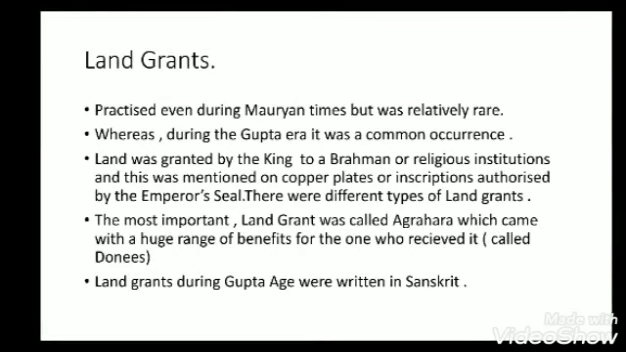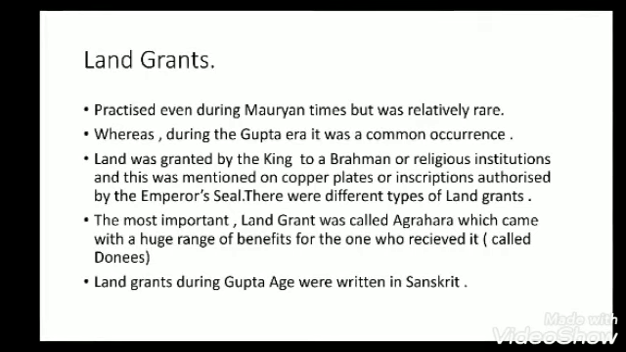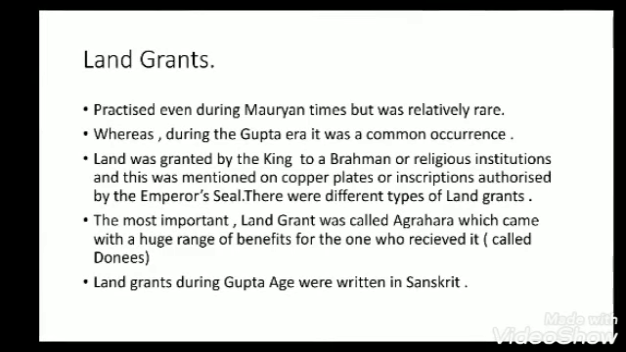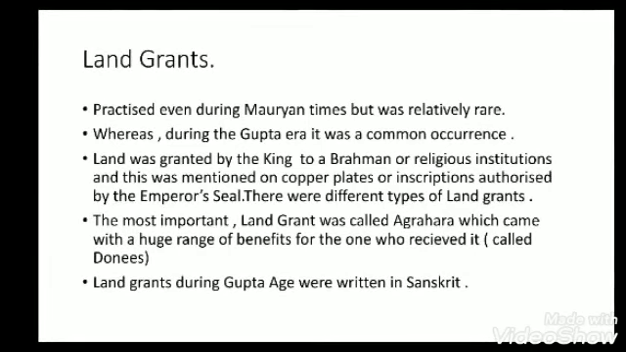So these land grants could be made on stone, but during the Gupta era, it increasingly was made on copper plates. Okay? In simple terms, think of it like transfer of property papers. So instead of paper, you have copper plates, and instead of the emblem of India, you have the seal of the king.